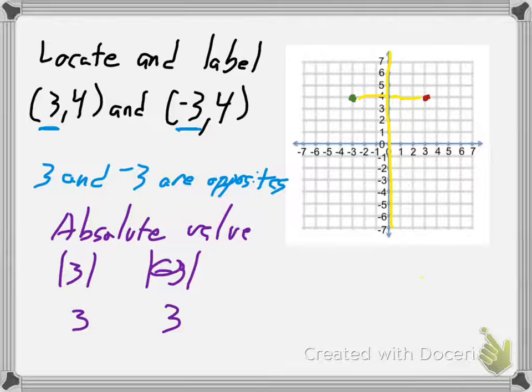So again, what I'm able to tell here is these 2 ordered pairs have a lot in common. They're both 4 places up on our y-axis. For our x value, they're both 3 places away from 0. But because one's negative, it's on the opposite side of 0 on our y-axis because of the x value. So what that means is that we actually have something called a reflection here.